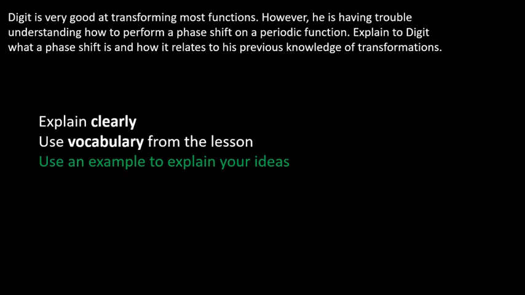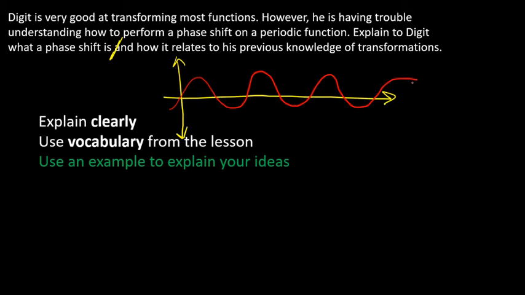Alright, so notice the two parts of this question. So first explaining what a phase shift is, and then relating it to previous knowledge of transformations. So keep in mind a phase shift, if we're talking about a trigonometric function, which are the ones that have this kind of wavy shape like this. So a phase shift is when we take the whole thing and move it horizontally one way or the other. Right? So it's kind of like a translation in the x direction.